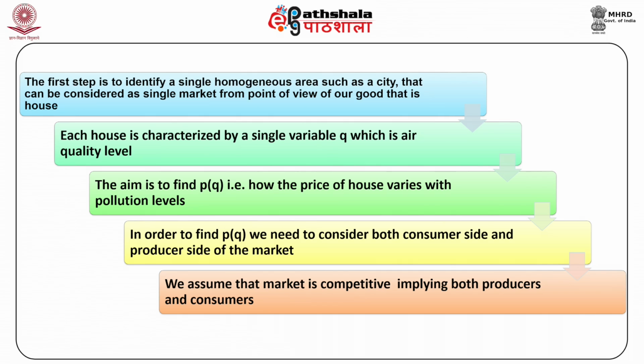Each house is characterized by a single variable Q, which is the air quality level. The aim is to find P, that is, how the price of the house varies with the pollution levels, that is, P as dependent on Q. In order to find P as dependent on Q, we need to consider both the consumer side and producer side of the market. We assume that the market is competitive, implying both producers and consumers.